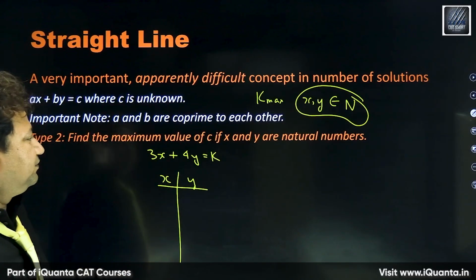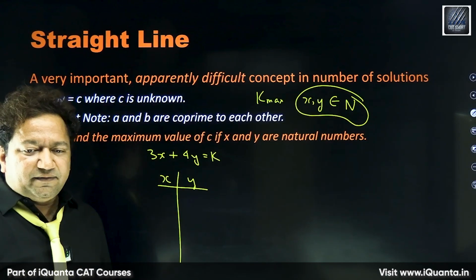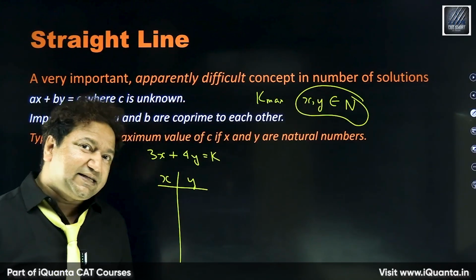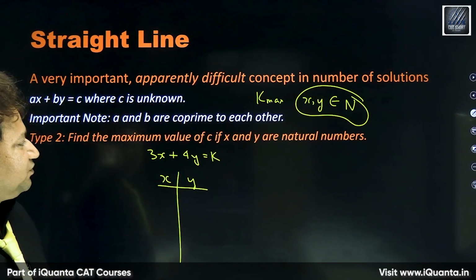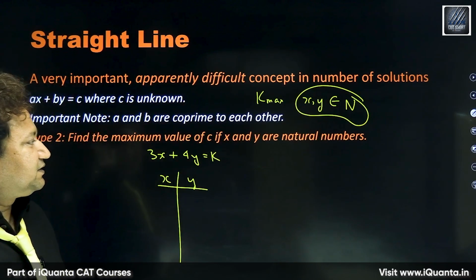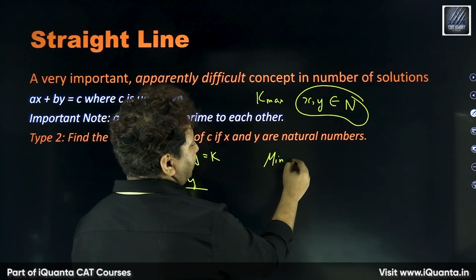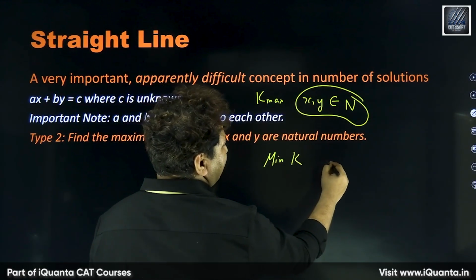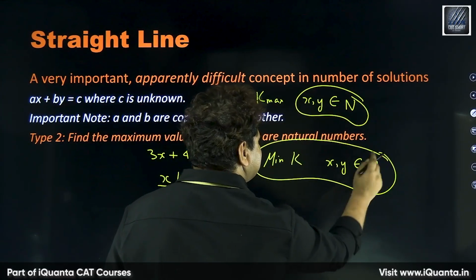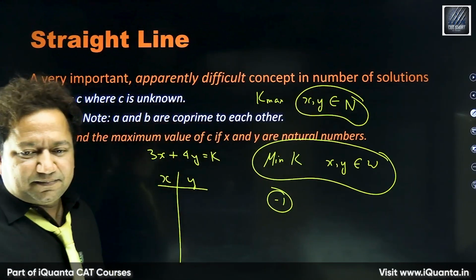What can I do? How can I maximize this? What should be taken? Because in the previous case, in the whole numbers case, I took x as 0. So here what has to be done? To maximize the value of k, if x and y are natural numbers, you have to solve for the minimum value of k when x and y are whole numbers. When you solve this, whatever value you get, just subtract 1 from it, and that's the answer.